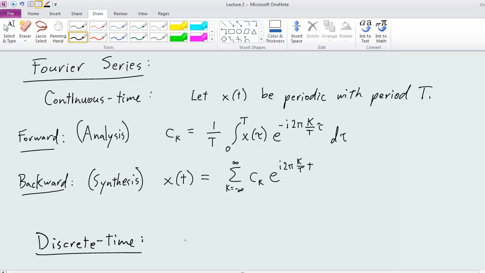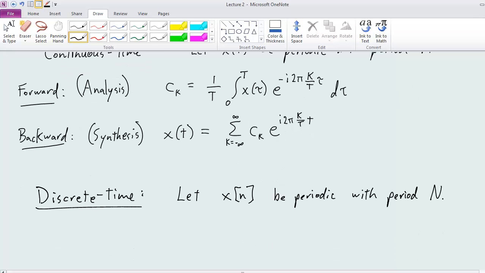You may have noticed that I like to write discrete time signals as x of n using square brackets and a different letter. I don't like to use t. That's just so that when you see it, you automatically know I'm talking about a discrete time signal. Let this be periodic. Now, for a discrete time signal to be periodic, it has to have an integer period, period N. Okay, N is now an integer.